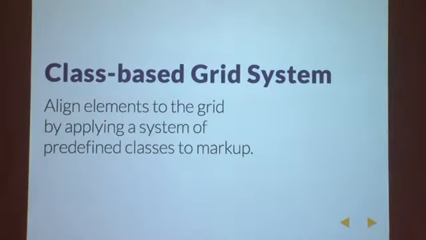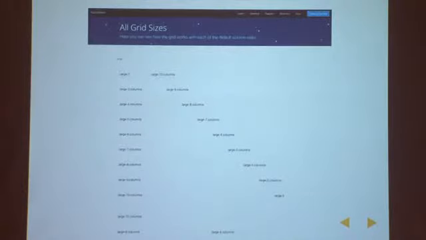So another pattern in grid systems is the class-based grid system. Align elements to the grid by applying a system of predefined classes to the markup. You probably recognize this kind of system from, say, Foundation or Bootstrap. This screenshot is from Foundation, and essentially the way this pattern works is you have a system of predefined classes, like large 12 columns, large 10 columns, that when you apply those to an element, it'll be that width or whatever is set up in your grid system.